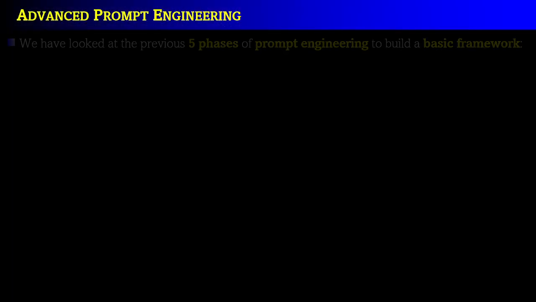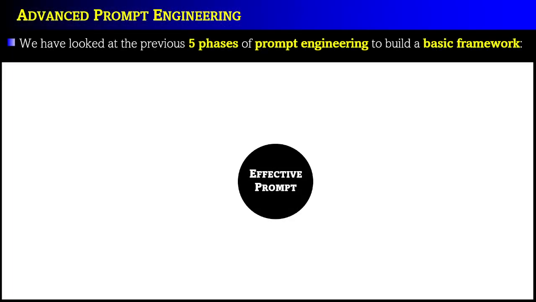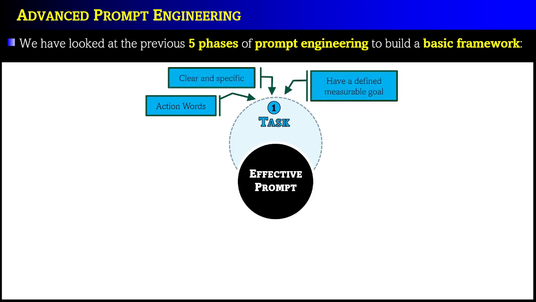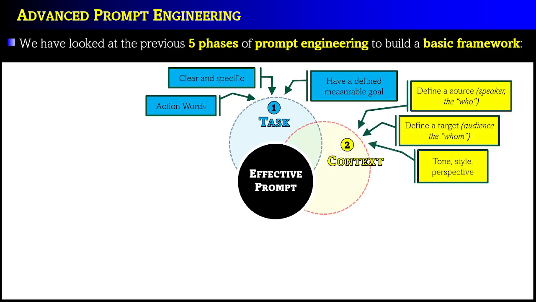All right, so when we're looking at advanced prompt engineering, we've already looked at the 5 phases of prompt engineering in the previous parts of this unit. We've built up a basic framework to write an effective prompt. We've looked at the task and how action words and being clear and specific and having a defined and measurable goal is really the part of the prompt that focuses on the initial and the important task. We've looked at context and how we can define a source or a speaker or the who, and we can define a target or an audience or the whom, and we can define things like tone and style and perspective to give context.